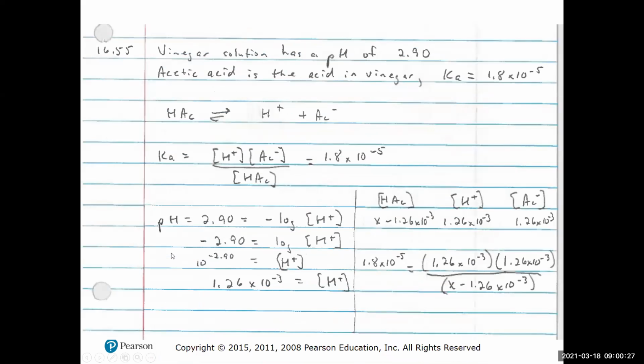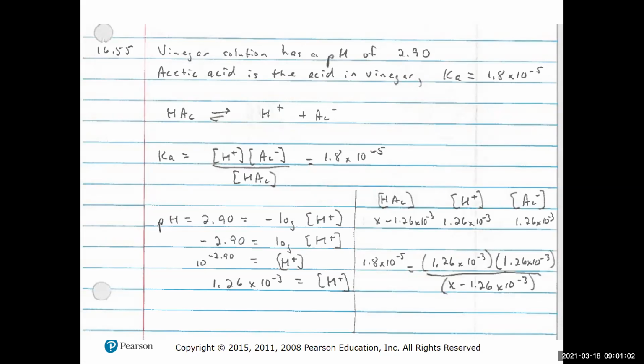Let's look at 16.55. In 16.55, we're told that we have a vinegar sample that has a pH of 2.9. I think you probably remember this from last semester in lab. Vinegar is essentially dilute acetic acid, and we're given the acid dissociation constant for that. We want to calculate the concentration of acetic acid in the vinegar.